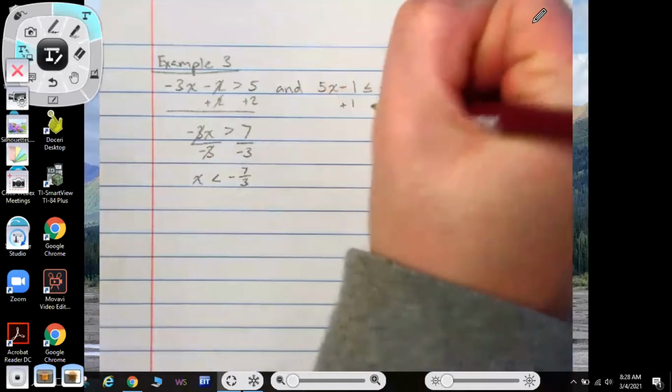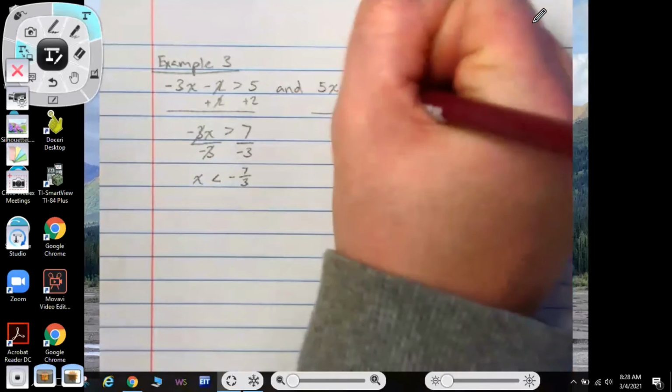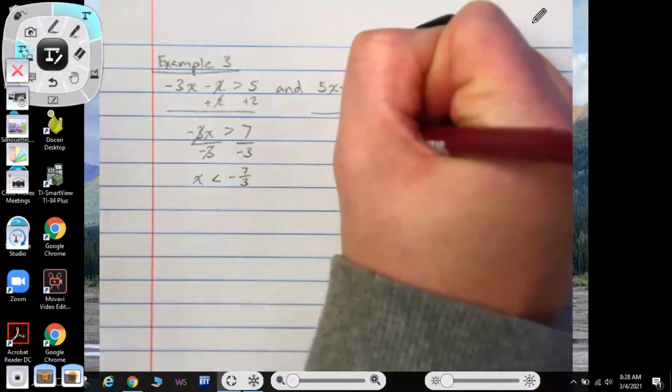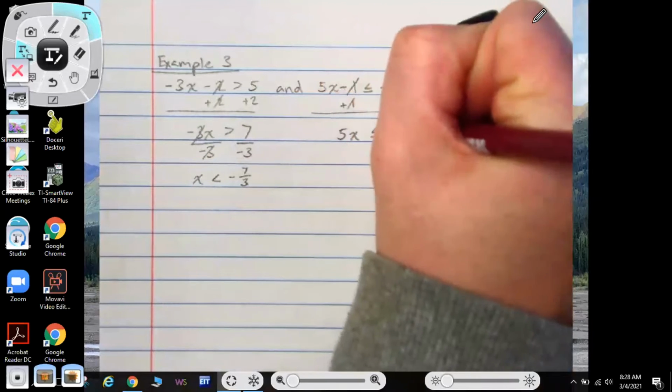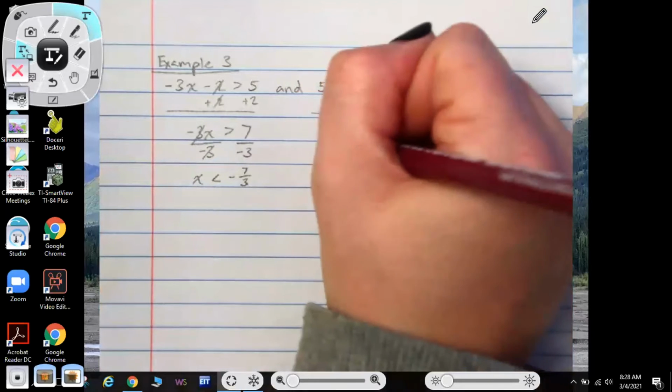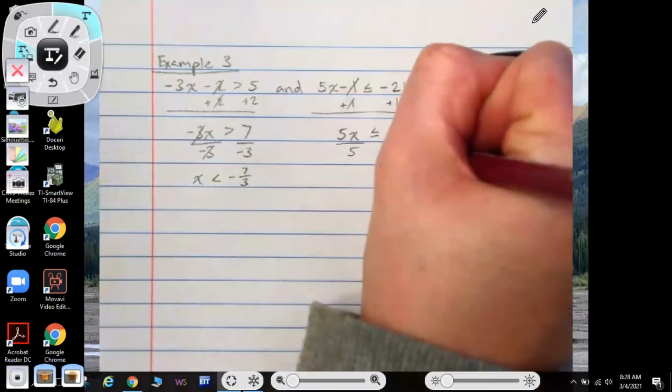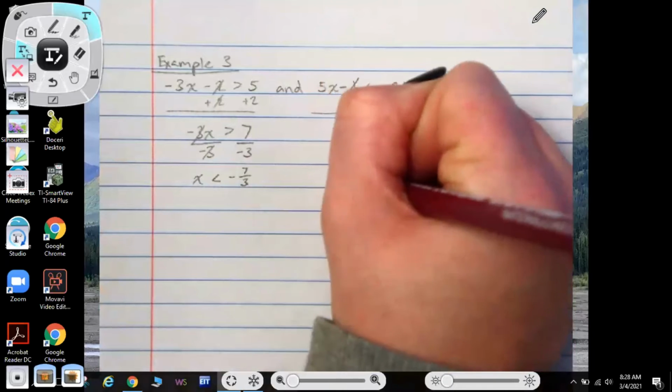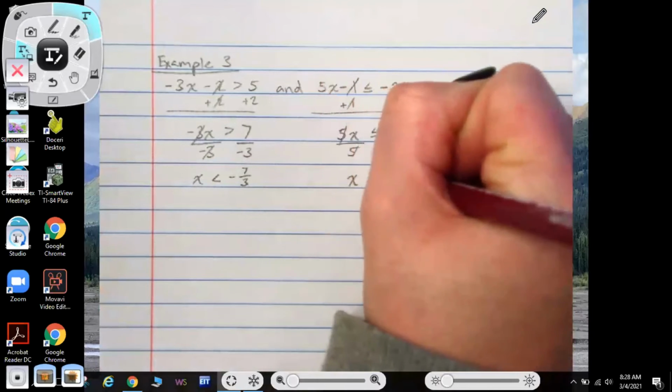Okay, solve the other inequality. We're going to add 1 to both sides to get 5x is less than or equal to negative 20. Divide both sides by 5. We get x is less than or equal to negative 4.